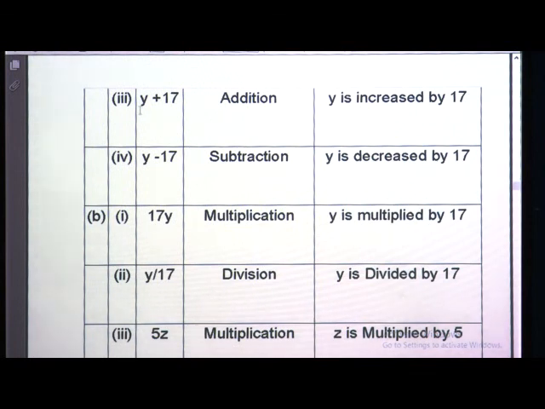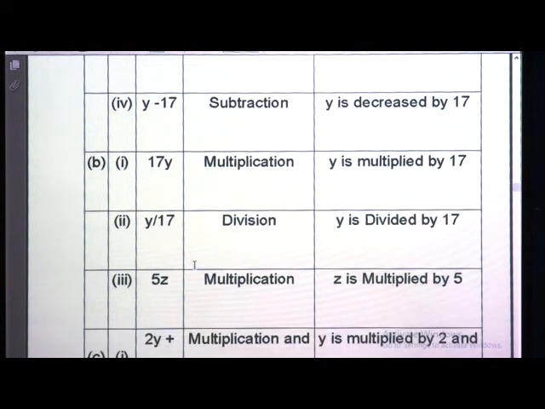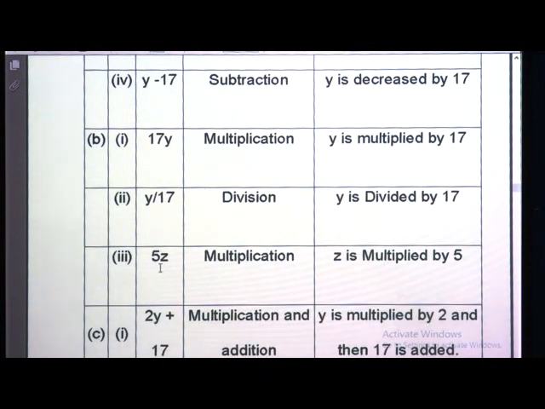Next, y plus 17, again we have the operation addition. So, 17 is added to y. Okay. So, again y minus 17, we have subtraction. So, 17 is subtracted from y, y minus 17. Then 17y, here we have multiplication. So, y is multiplied by 17. Then division, y is divided by 17. Then again 5z, we have multiplication, z is multiplied by 5.